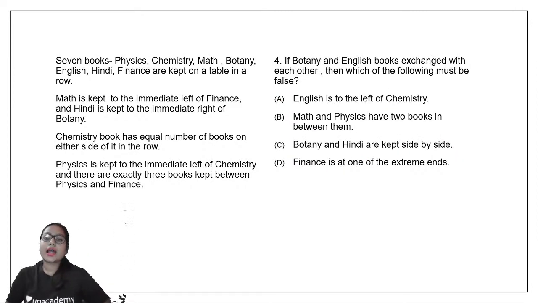So the question says that if botany and English books are exchanged with each other, then which of the following must be false? Okay, so there are 4 statements given in this question. One of these 4 statements is incorrect. Please read the statements and figure out which one is incorrect. You have a minute.